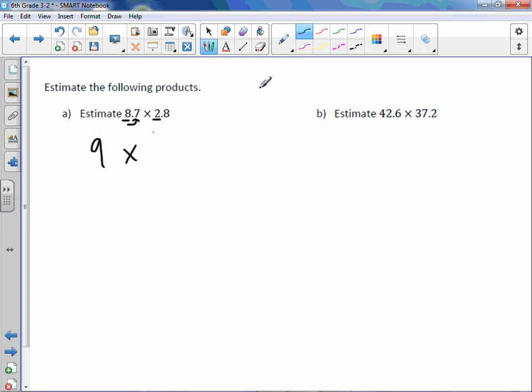2.8. We need to round to the nearest whole number. Its next door neighbor is 8, which means the 2 bumps up to a 3, and 9 times 3 is 27.